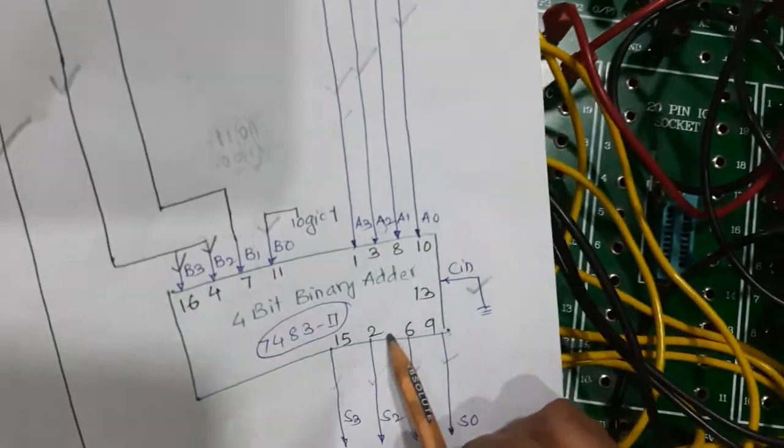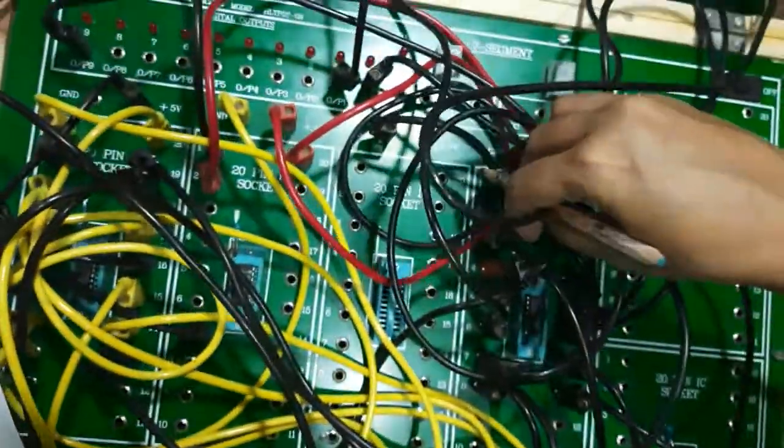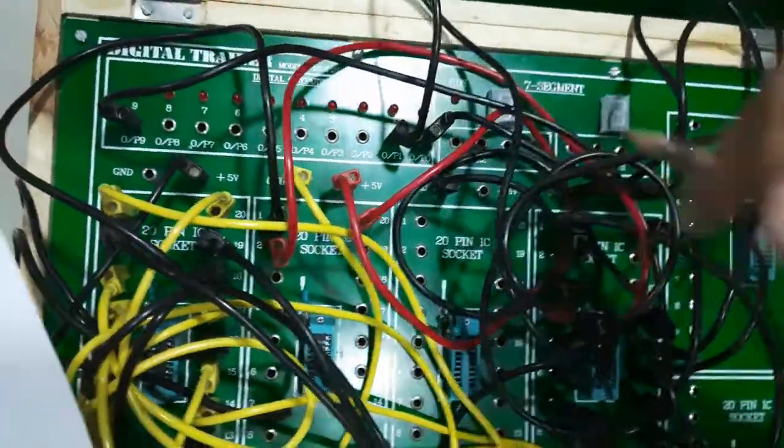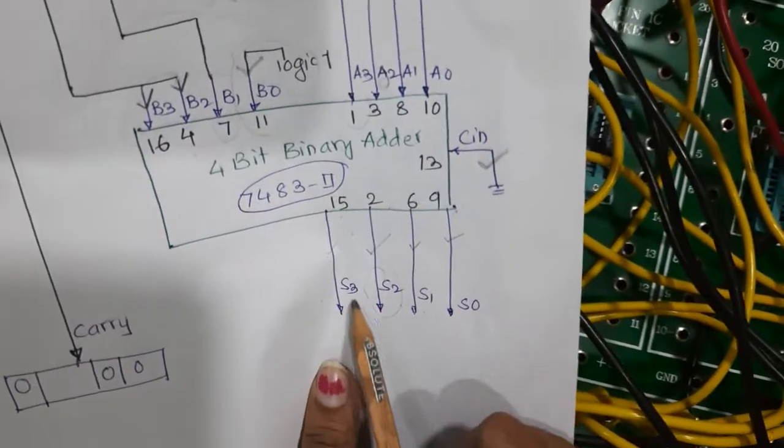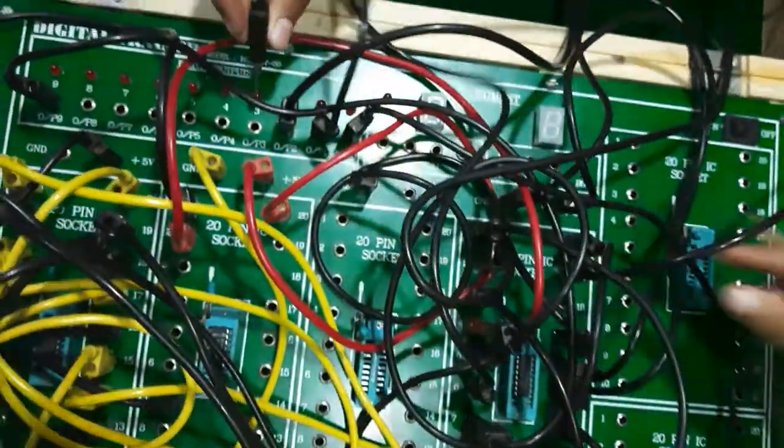The second pin of the second binary adder will be my S2. So the second pin of this adder will be my S2. The 15th pin of the second binary adder will be my S3. So here it is, the 15th pin.